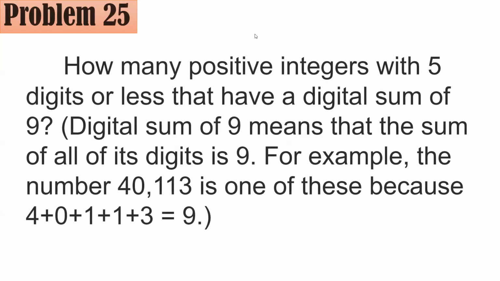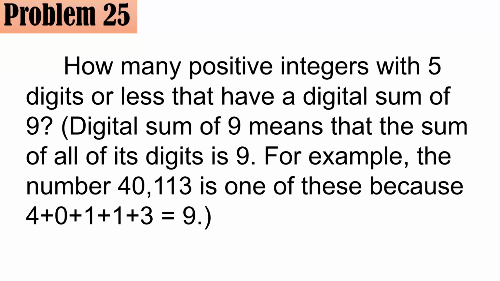25. How about this? How many positive integers with 5 digits or less that have a digital sum of 9? Digital sum of 9 means that the sum of all its digits is 9. For example, if you have the number 40,113, it is one of these because 4 plus 0 plus 1 plus 1 plus 3 equals 9.